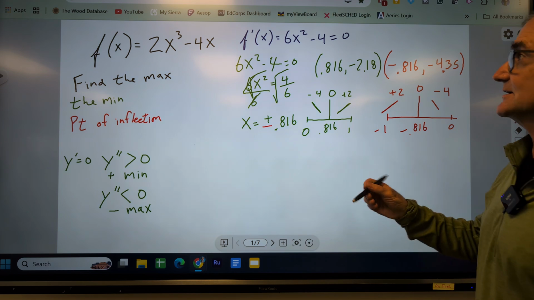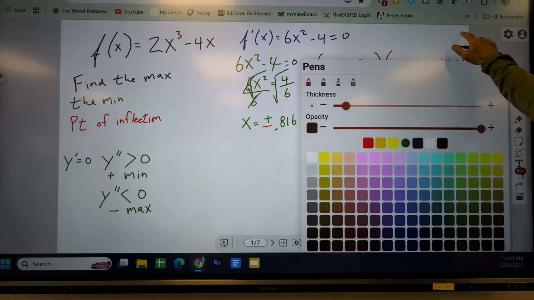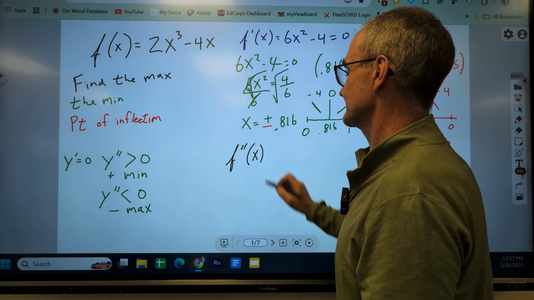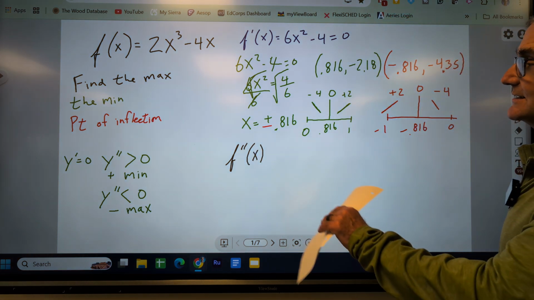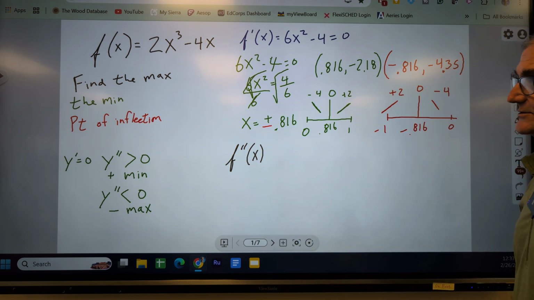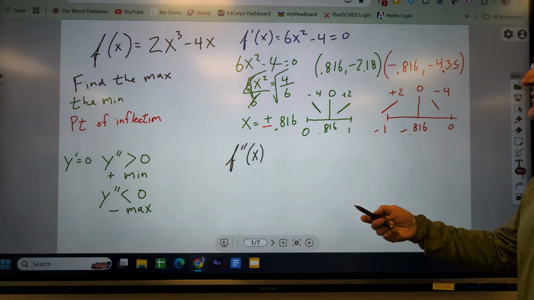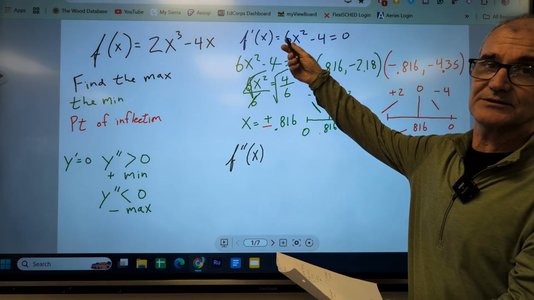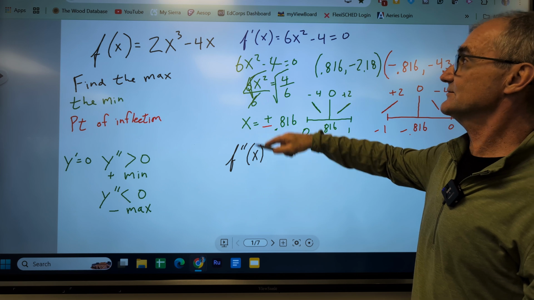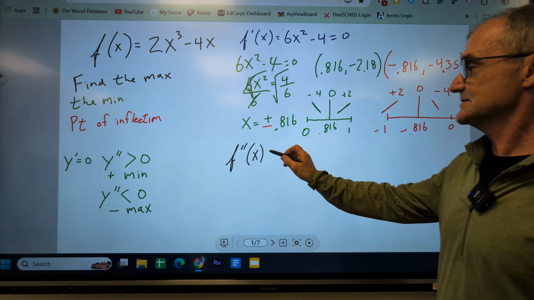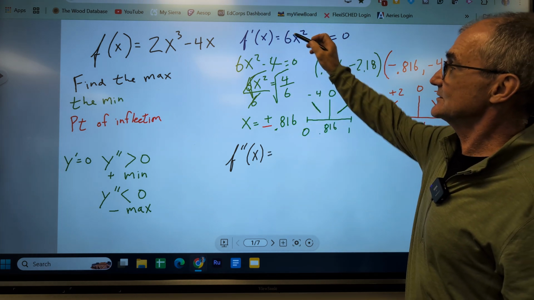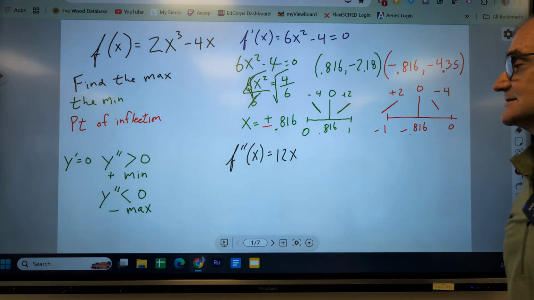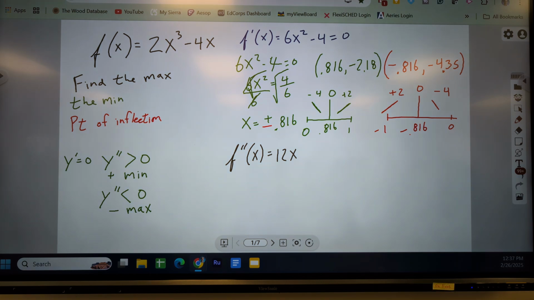So the second derivative, running out of colors here, the second derivative noted f double prime of x, or d squared y over dx squared, or y double prime, is a second derivative. Second derivative is just the first derivative taking the derivative of. So I just have to take the derivative of the derivative. So f prime of x here is going to be 12x minus 4x is 0. Right, that constant just disappears. So there's my second derivative.